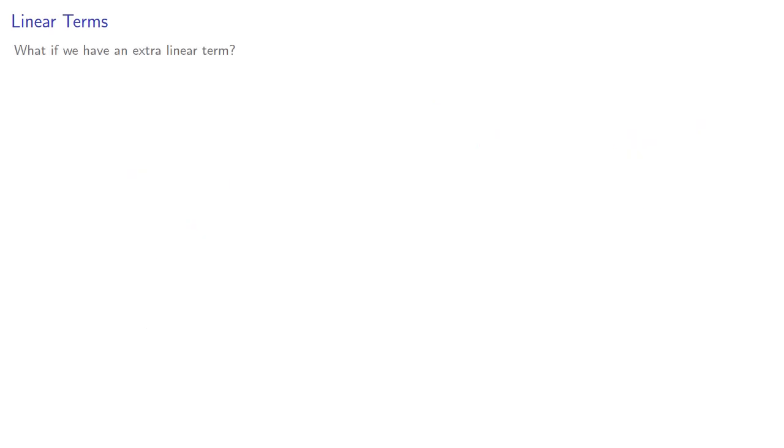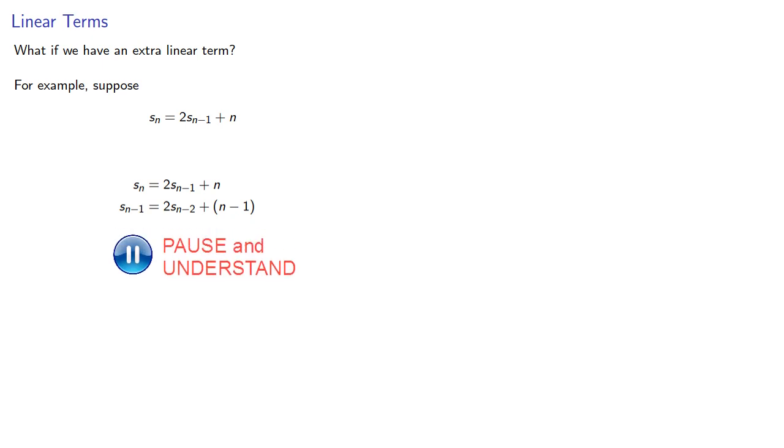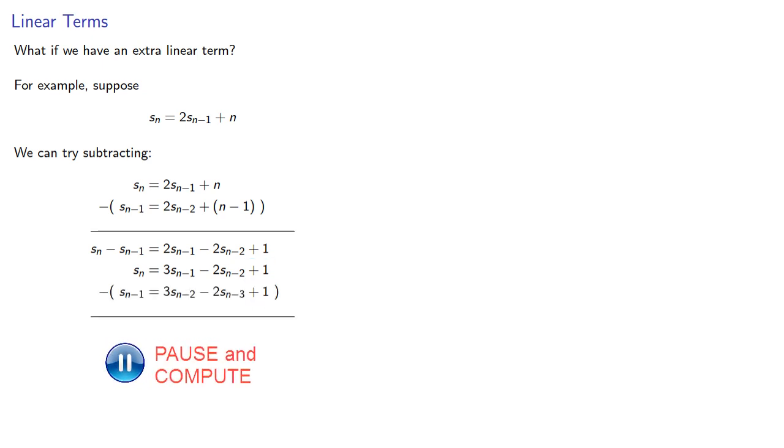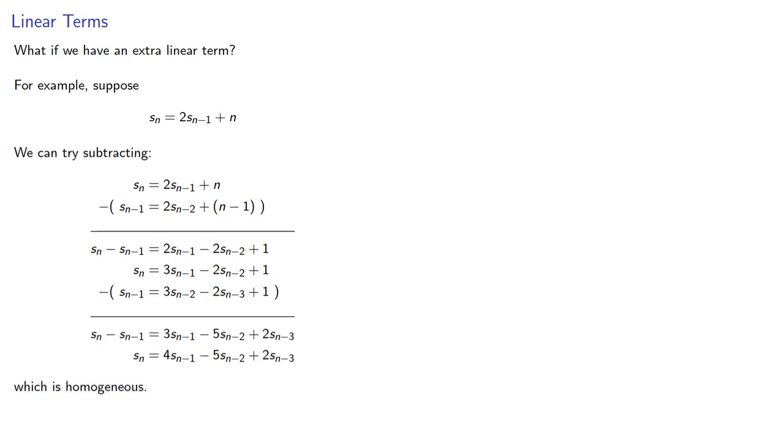What if we had an extra linear term? So let's think about that. So as before, we have our linear recurrence relation. We look at a previous term, how about S_{n-1}, which will be, and now if we subtract, we get, which is not homogeneous. But wait, we just solved the problem where we had an added constant. We'll just subtract the previous term and get, which is homogeneous.